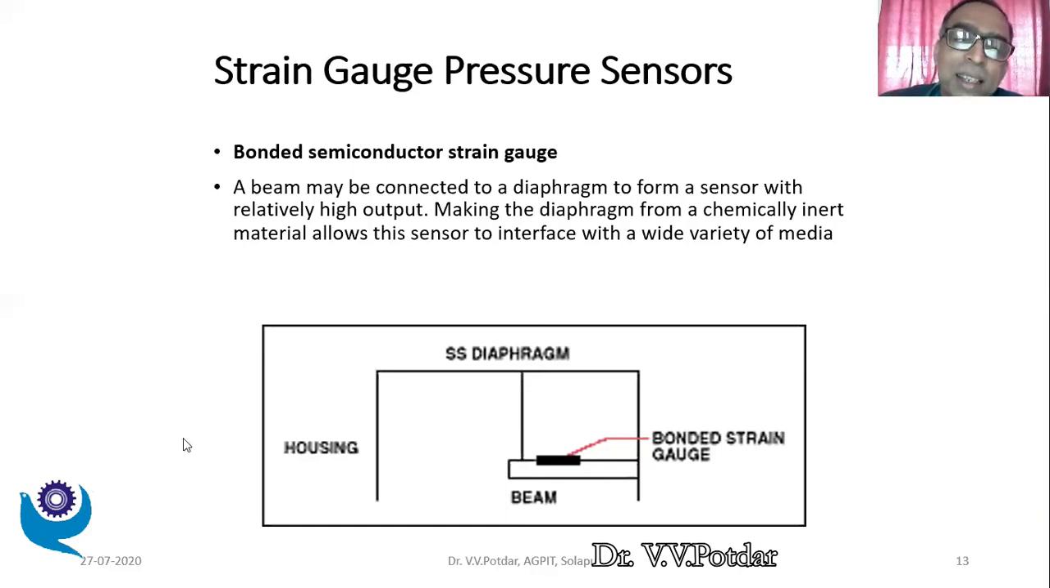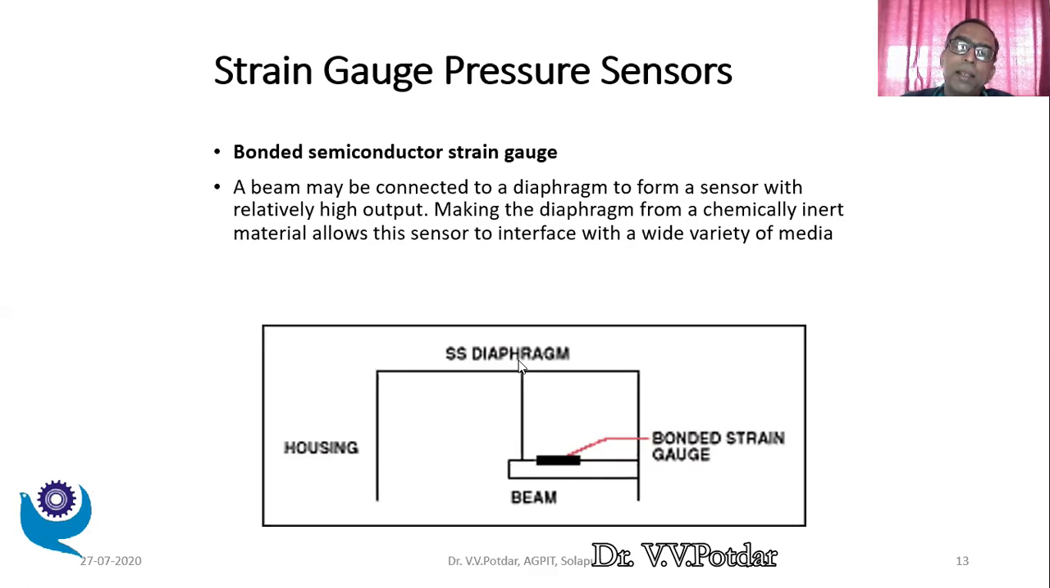Now, as the diaphragm moves because of application of pressure, this rod also moves, and it applies force to the cantilever beam at the end. Because of that, the beam also bends. As the beam bends, the top surface is subjected to tension and the bottom surface is subjected to compression, isn't it? So let us go back.